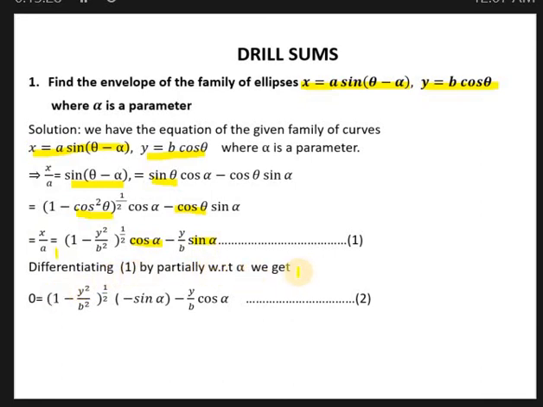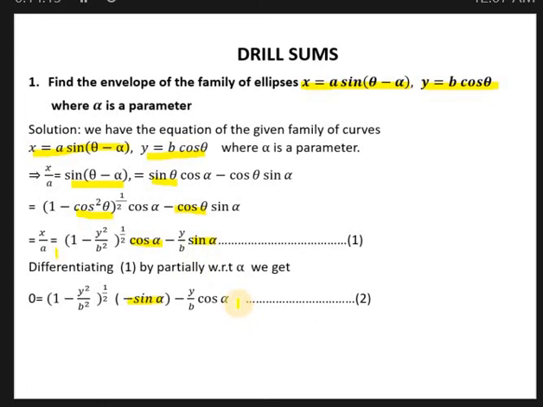Differentiating equation 1 partially with respect to alpha, the derivative of x by a is 0. The derivative of 1 minus y square by b square whole to the power of half into cos alpha is equal to 1 minus y square by b square whole to the power of half into minus sin alpha minus y by b, again it is a constant, so y by b cos alpha.